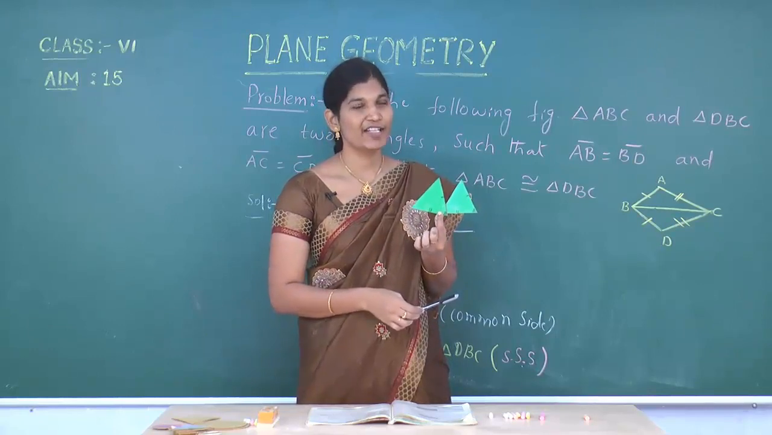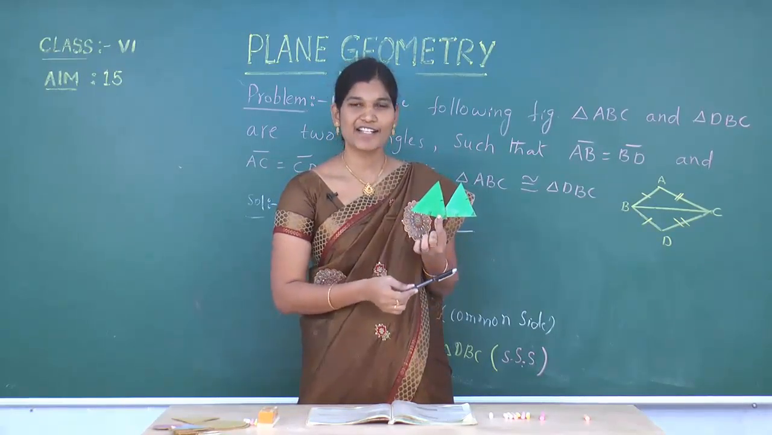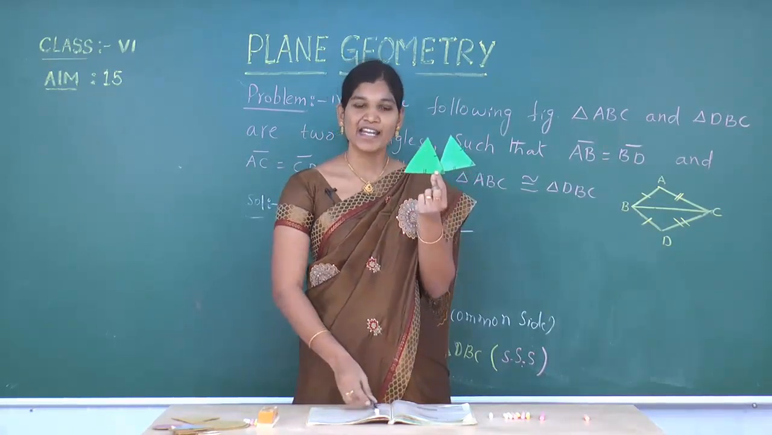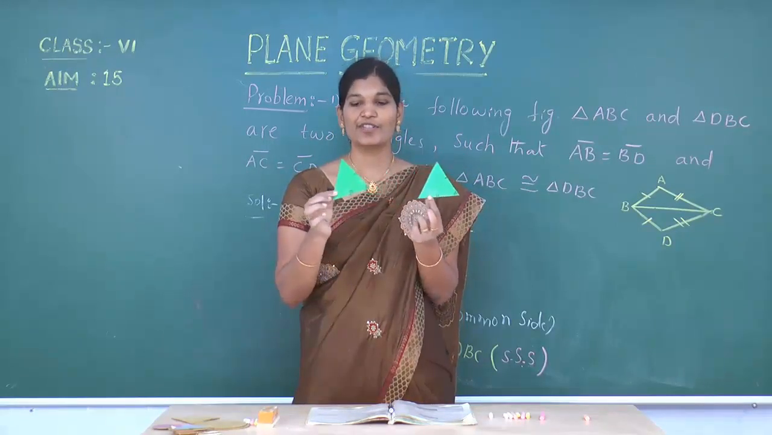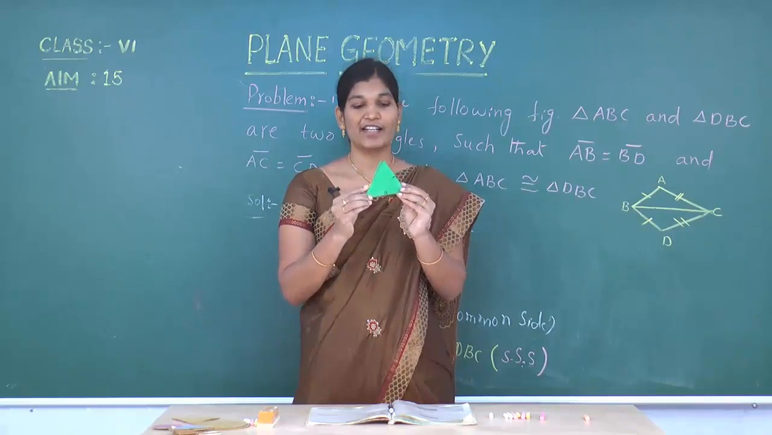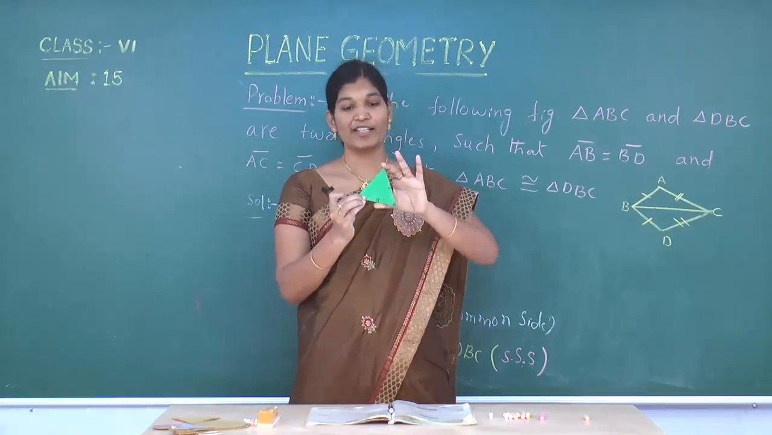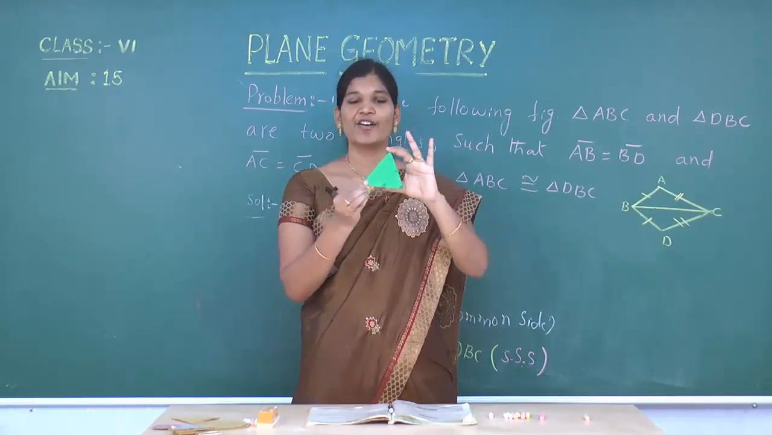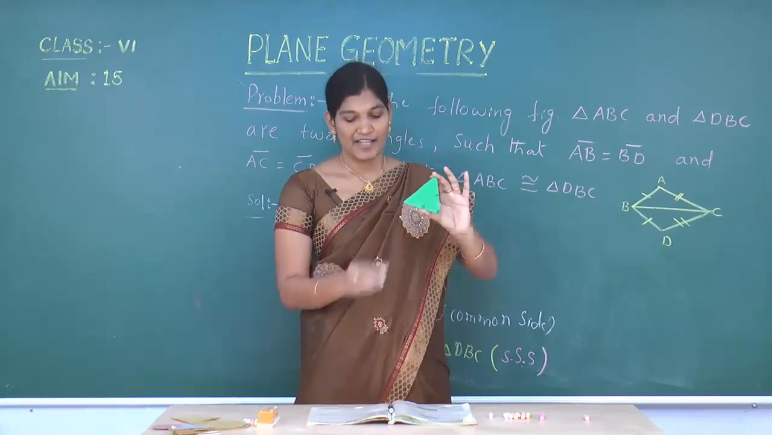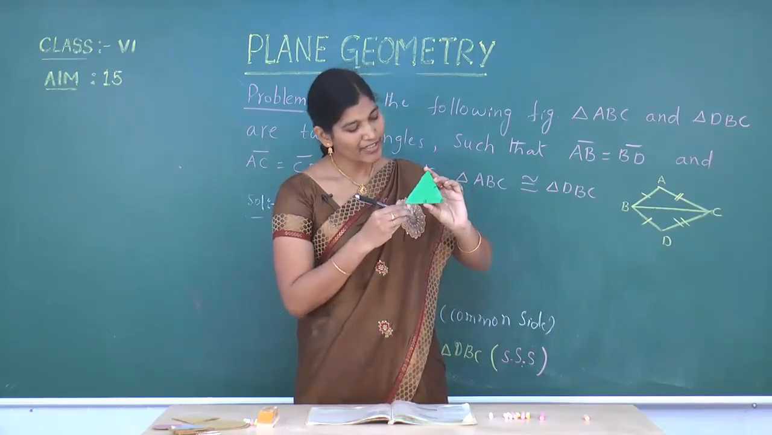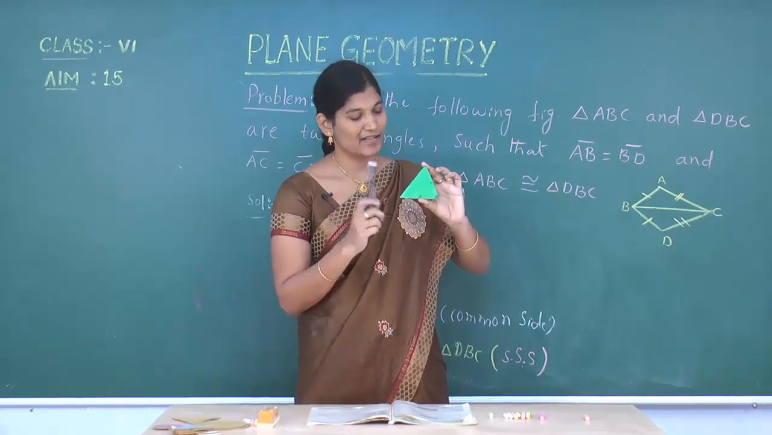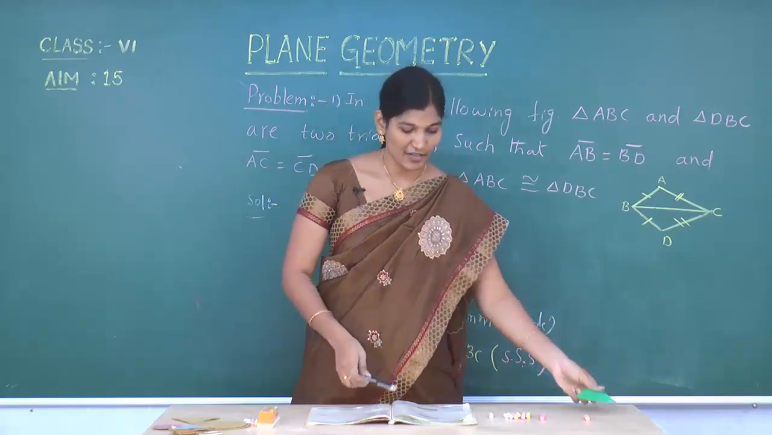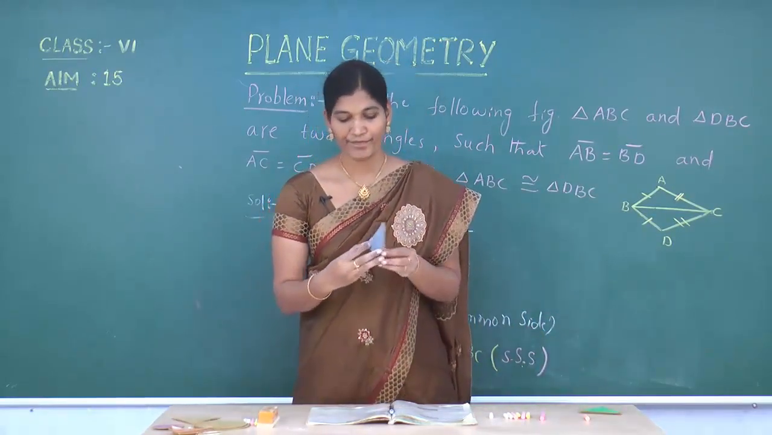Why? Because which axiom are these two triangles satisfying? Yes, two sides and included angle. So by SAS axiom I can say these two triangles are congruent to each other. These two are in the same shape and now they are the same size also. So I can say these two triangles are congruent to each other. Congruent by which axiom? S, A, S. Two sides and included angle. Now let me show you one more pair. Observe this.